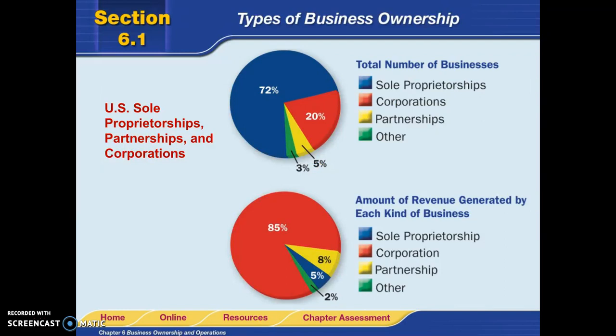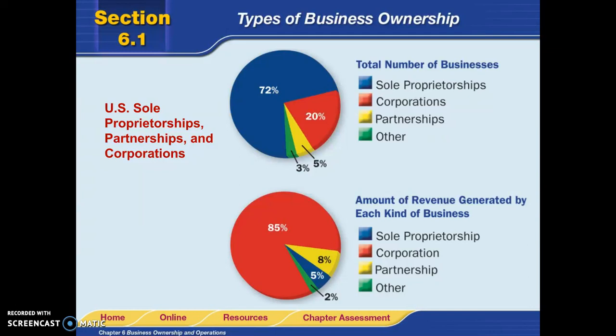All right, when it comes to the different types of business ownership in the U.S., sole proprietorship, partnerships, and corporations, here are the breakdowns. 72%, or roughly 3/4 of all businesses, are sole proprietorships. 20% reside in corporations, and 5% reside in partnerships. The 3% are others, such as nonprofits, charters, and things of those natures.